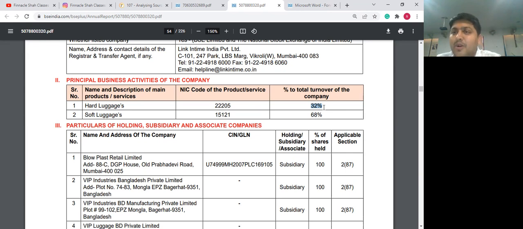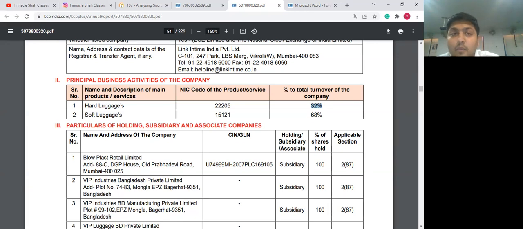Now, you can obviously source the top line of the business from the income statement, study the footnotes, take a look at all the operating incomes, and use these percentages to actually calculate the dollar amounts of hard luggage sales and dollar amounts of soft luggage sales.